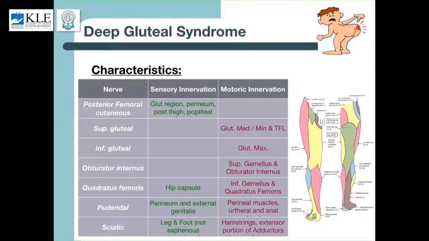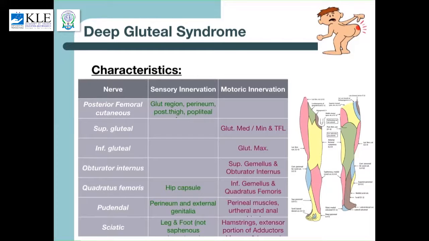If we look at the characteristics of the nerves, well, I've put it neatly into a nice little table so you can see that. Just of emphasis, just look at the sensory components of the posterior femoral cutaneous nerve, how it gives you aesthesia or decreased sensation in the gluteal region, in the perineum, posterior thigh, the popliteal area. And look at the sciatic nerve, how that relates more to the leg and the foot, but it's not the saphenous nerve in that case.